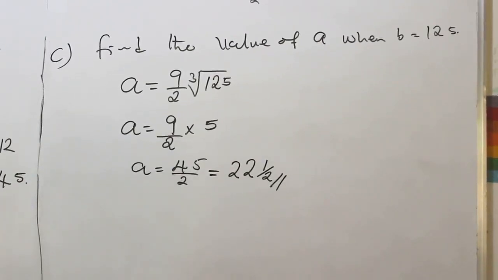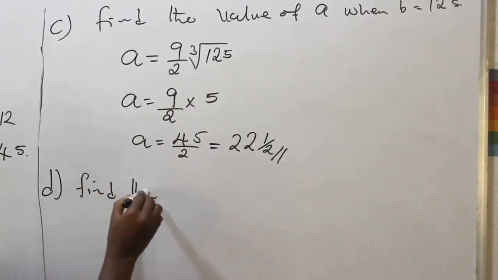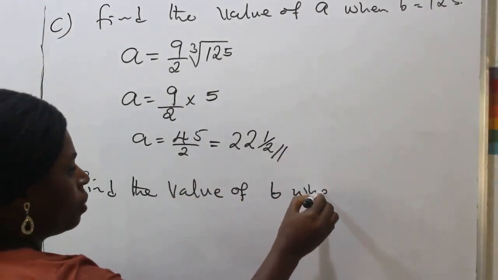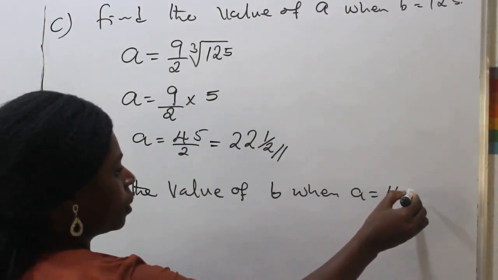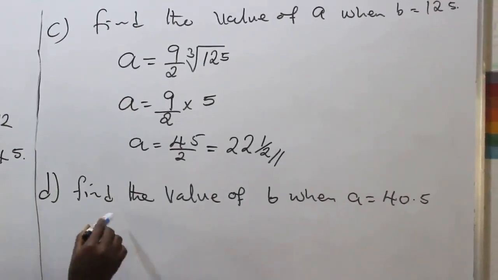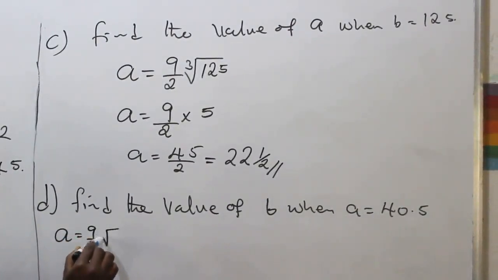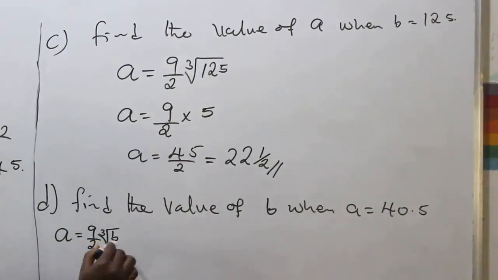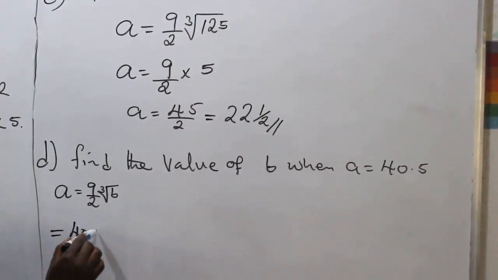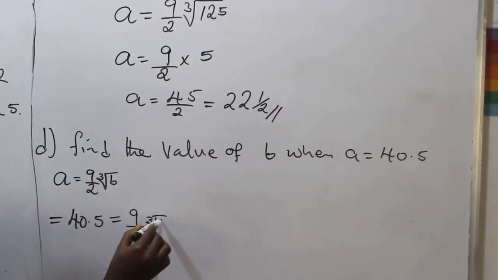Alright, let's look at D. Question D, we have to find the value of B when A is equals to 40.5. So we substitute back to the equation, connecting them. So we have A is equals to 9 over 2, the cube root of B. So let's substitute for the value of A. We now have 40.5 is equals to 9 over 2 cube root of B.